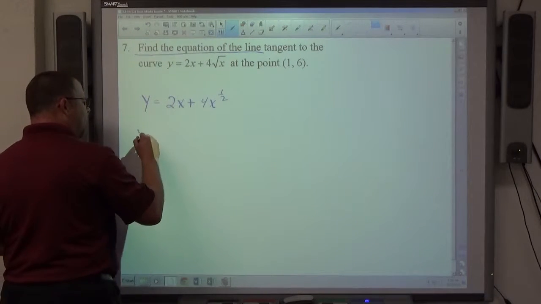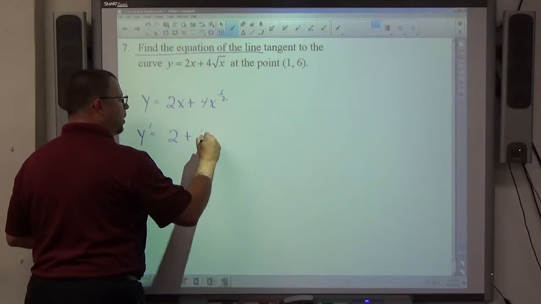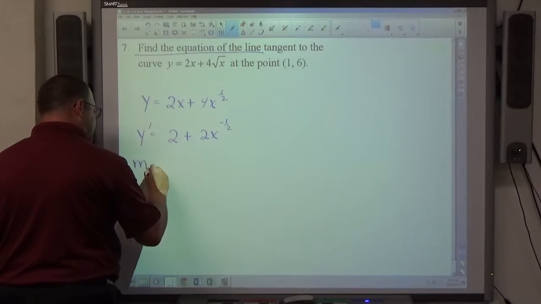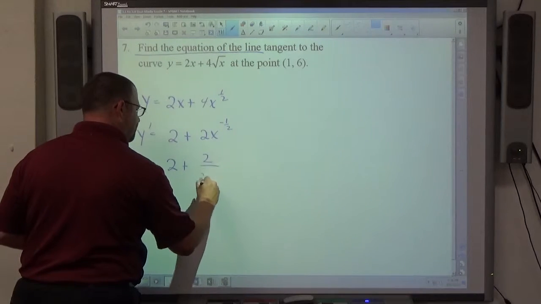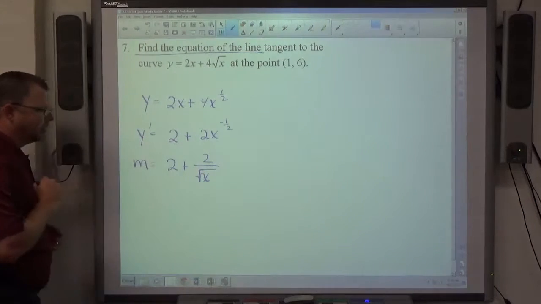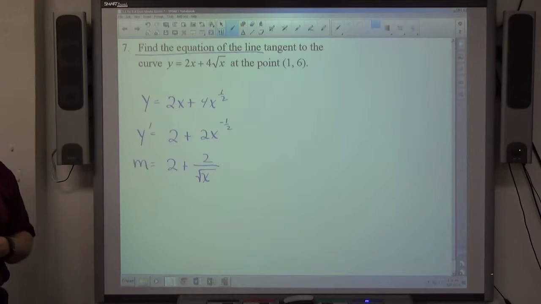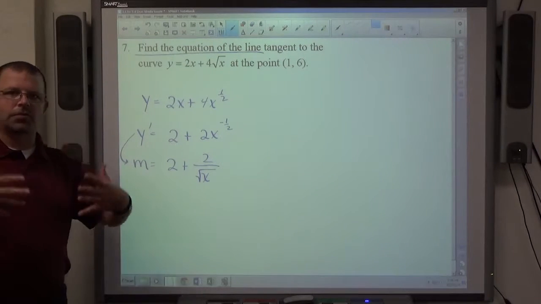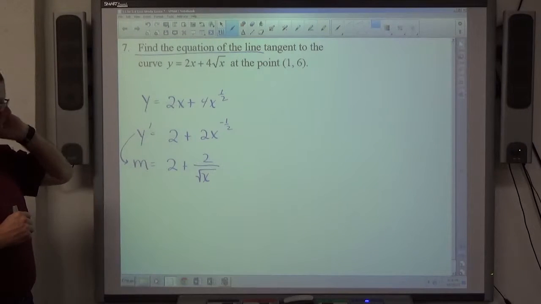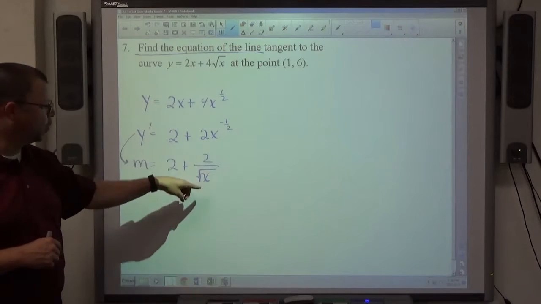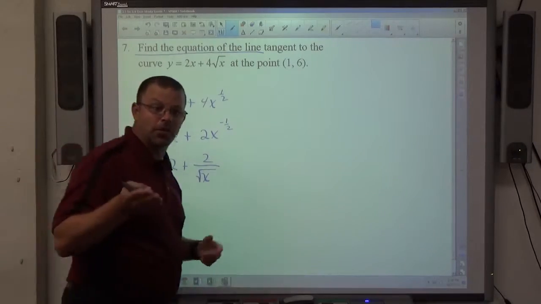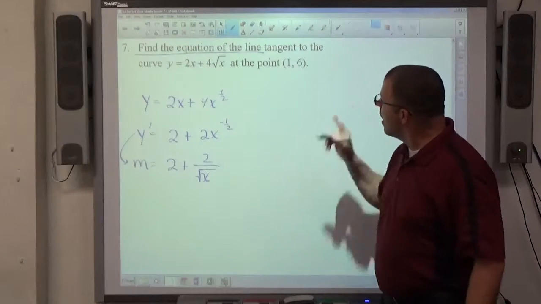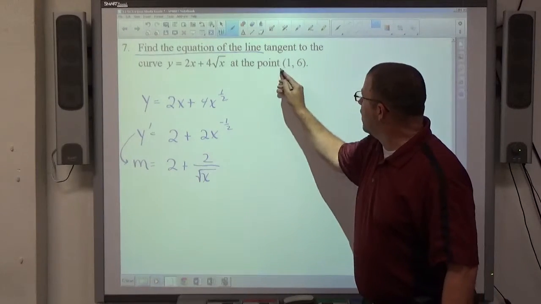And then I would do y prime is equal to 2 plus 2x to the negative half power. And I might even go one step further and write it like that. Write it in a form that's a little bit easier for me to deal with. And notice I changed y prime into m just to really reinforce for myself that that's the slope formula for this function. So the slope of this function is 2 plus 2 over the square root of x. Unlike the slope of a line, which is constant, this is a variable slope, so depending on x, it's going to be different.